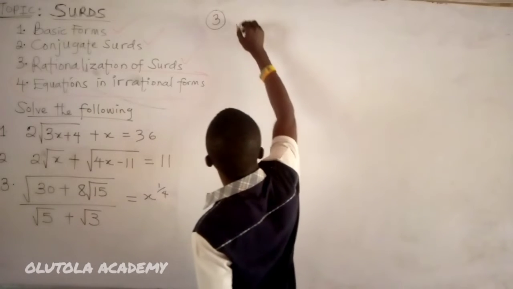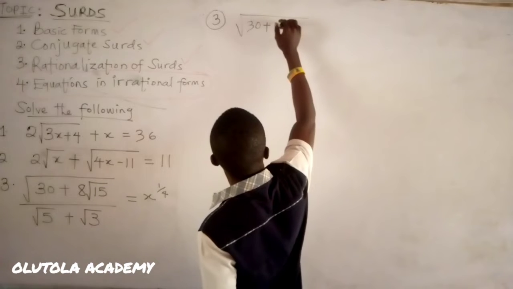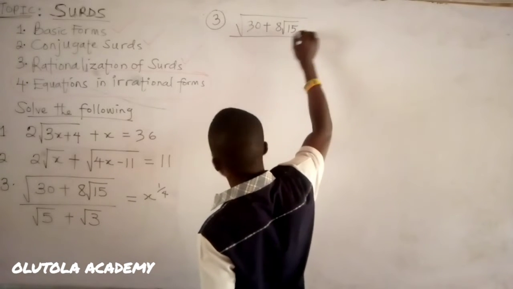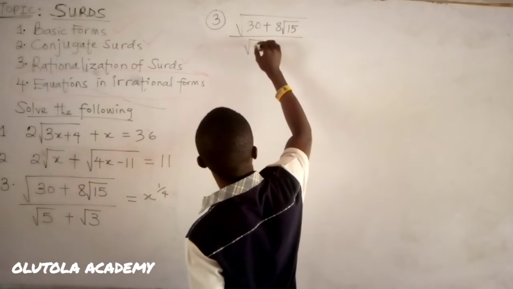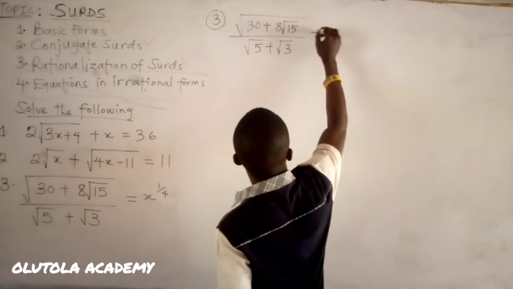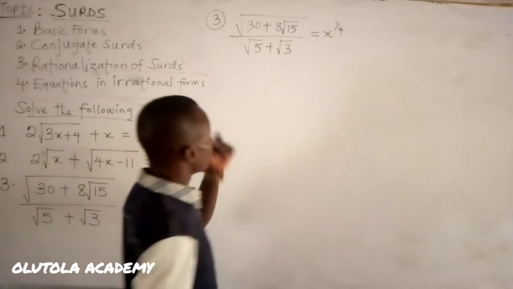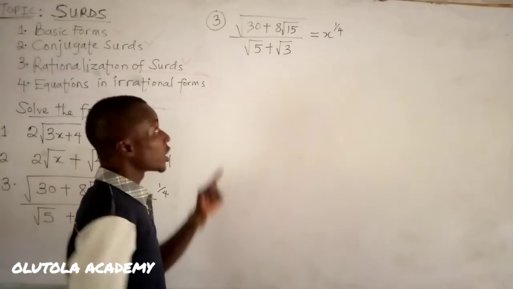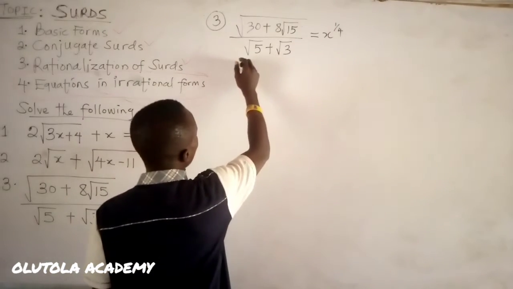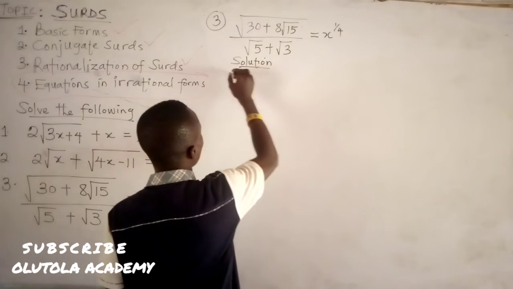We have (√30 + 8√15) / (√5 + √3) = x^(1/4). So this is a little bit tricky, but let's see how it goes. To solve this now, I will have to first cross multiply.